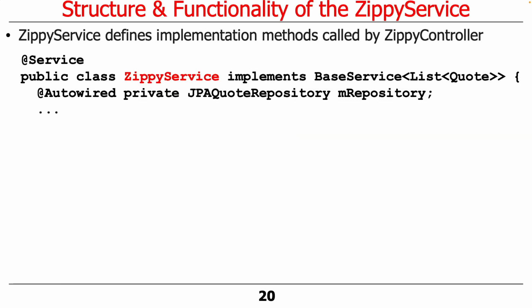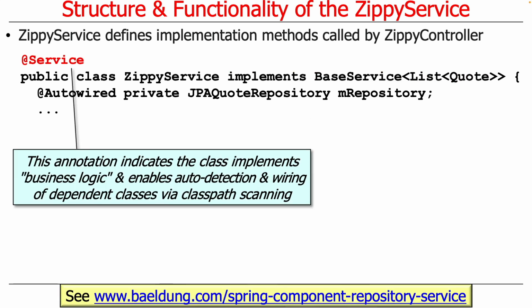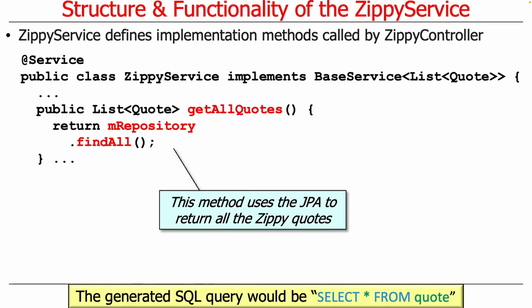Now let's quickly recap how the ZippyService is structured. It implements the base service and parameterizes the return type as a list of quotes, and we make it a service. Then we define an auto-wired JPA quote repository, which will be used by all the methods in the ZippyService that we inherit from base service, or rather, we inherit the interfaces from base service.